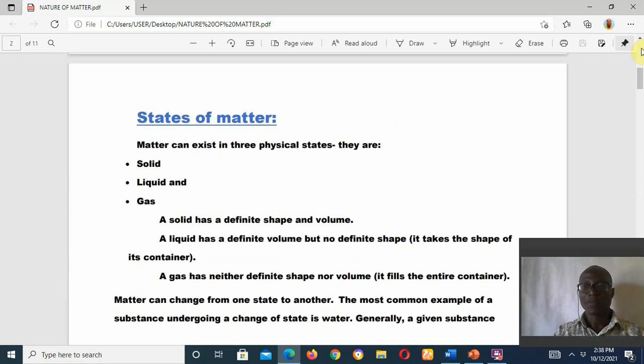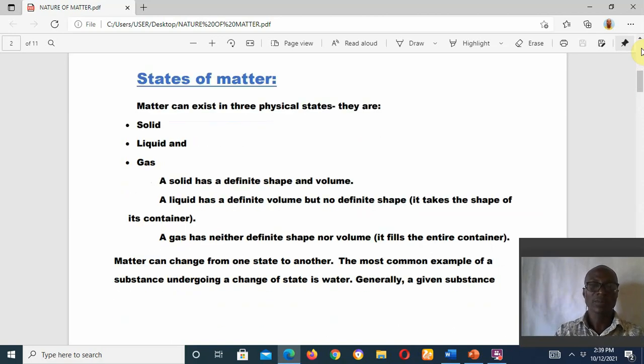What are the states of matter? Matter can exist in three physical states. They are solid, liquid, and gas. Those are the states in which matter exists. Matter exists in the solid state, in the liquid state, and in the gaseous state.